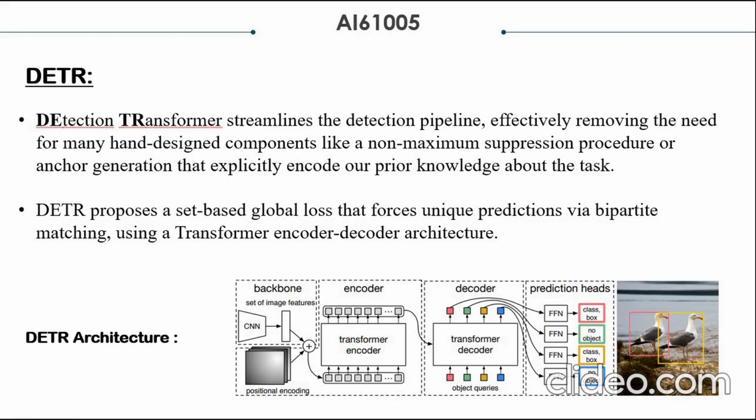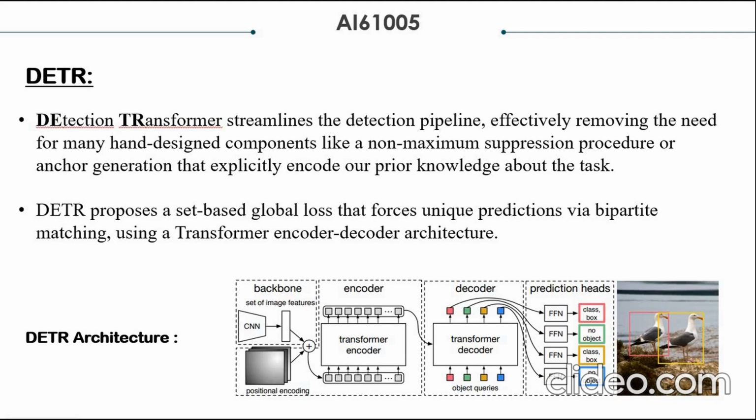Hello, my name is Aryan and I'm going to be discussing DETR. DETR is basically the detection transformer. The detection transformer streamlines the detection pipeline and removes the need for hand-designed components like a non-maximum suppression procedure and anchor generation, which explicitly encode our prior knowledge about the task. DETR proposes a set-based global loss that forces unique detection via bipartite matching, and it also uses a transformer encoder-decoder architecture. Given below is the DETR architecture, which consists of a backbone, encoder, decoder, and prediction heads.